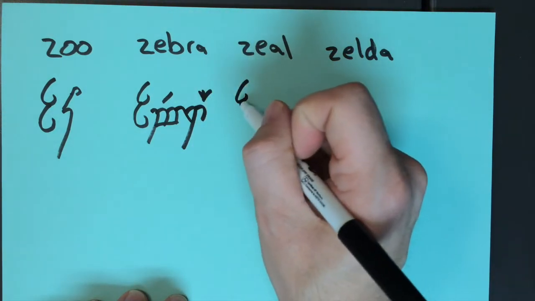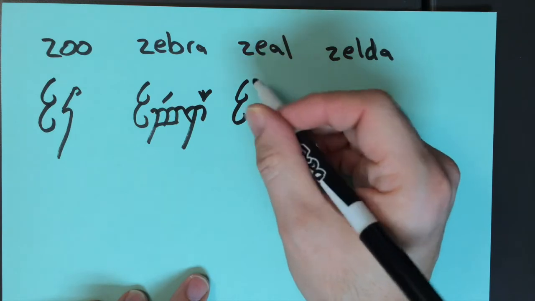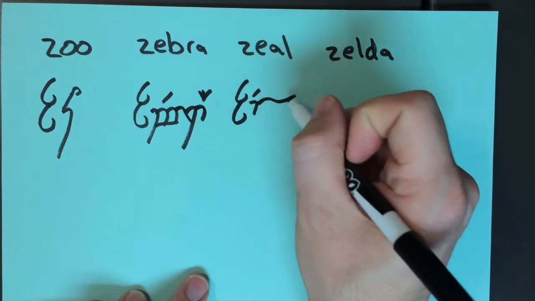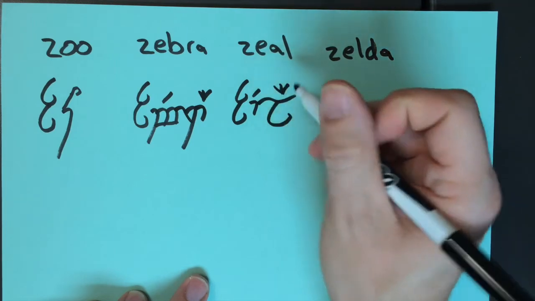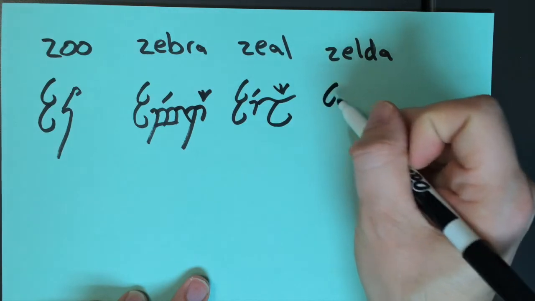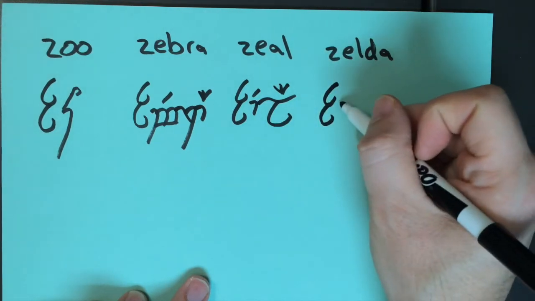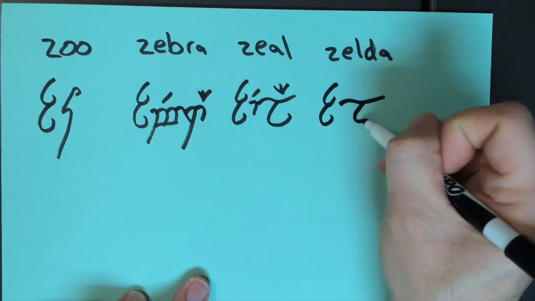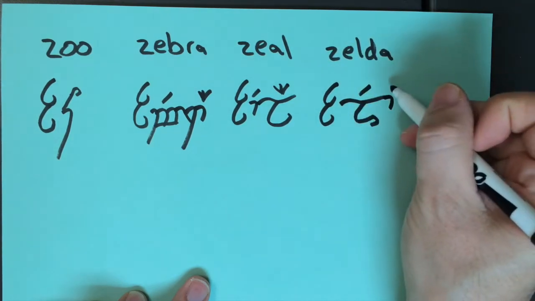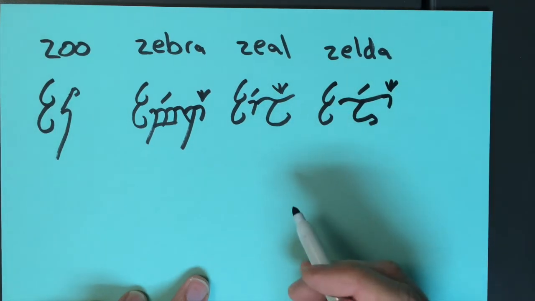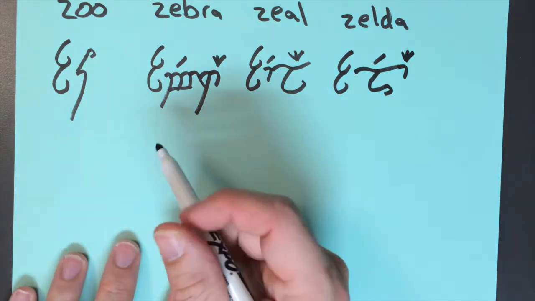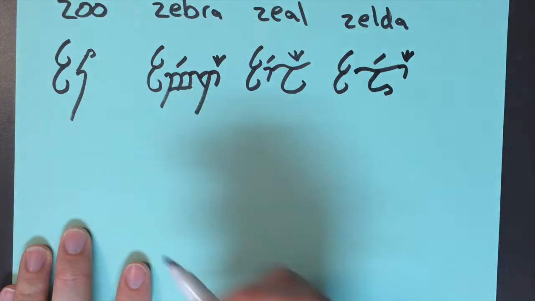To do the Z for zeal, we're going to do a carrier for the E, and then an L, and an A. Z-E-A-L. For Zelda, we're going to do this. This time we're going to use the L-D, E on top of L-D, and then a short carrier, and A, for Zelda. Alright, let's move into the second Z, which is inverted.